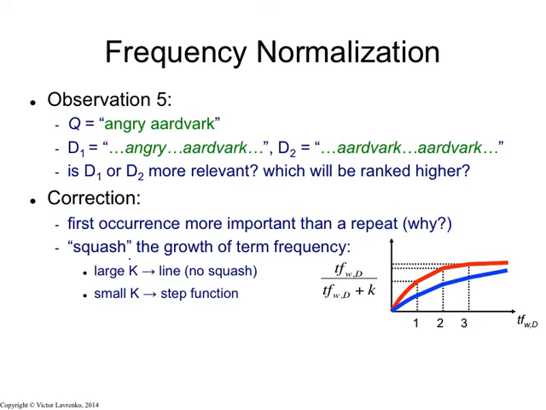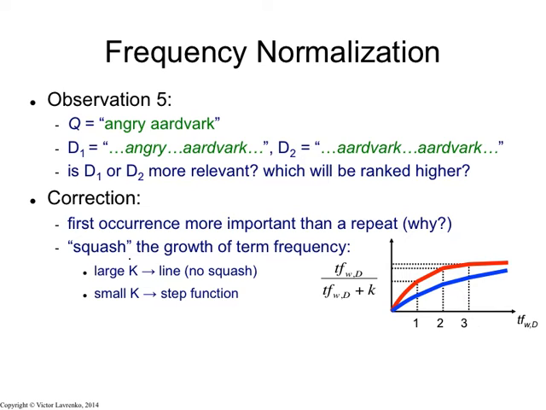So one way to correct that is to think back to the last lecture. We talked about clumping. We talked about how words are not like lightning strikes, they're like infectious diseases. Right? Once you see an aardvark once in a document, you're much more likely to see aardvarks again and again and again.